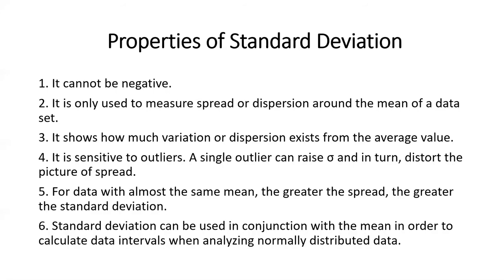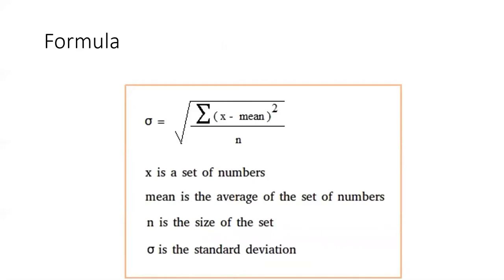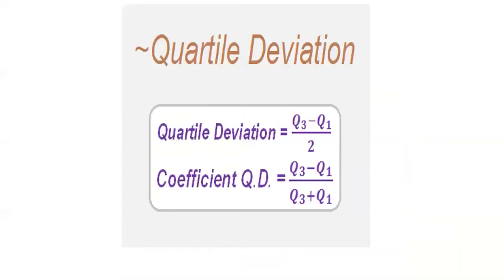We use standard deviation to measure the dispersion. Now, here is the formula of standard deviation: sigma is equal to the square root of the summation of (x minus mean) squared divided by n. Here x is the set of numbers, mean is the average of the set of numbers, n is the size of the set, meaning the summation of the frequencies, and sigma is the standard deviation. I hope this formula is clear.